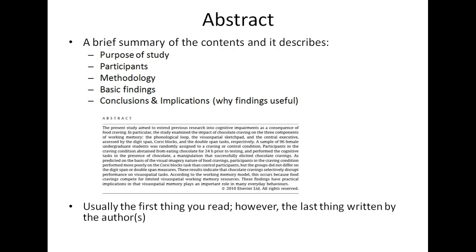An abstract is a brief summary of the contents, and it typically describes the following things: the purpose of the study, the participants, the methodology, the findings, the conclusions, and the implications. As you can see in our example here, it's about a paragraph long. I want you to be really cautious here, though, because it doesn't have a chance to give you all of the details, and in fact can be misleading.